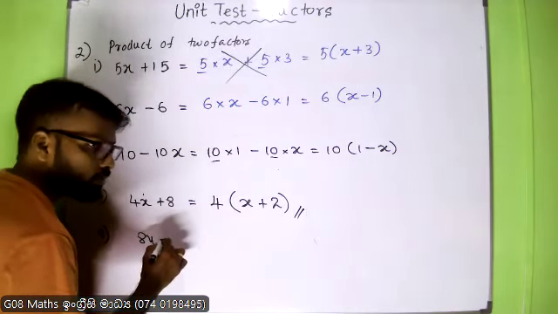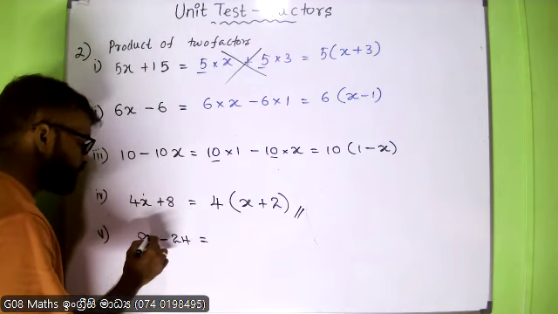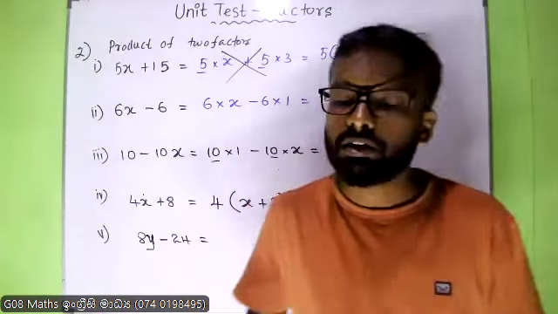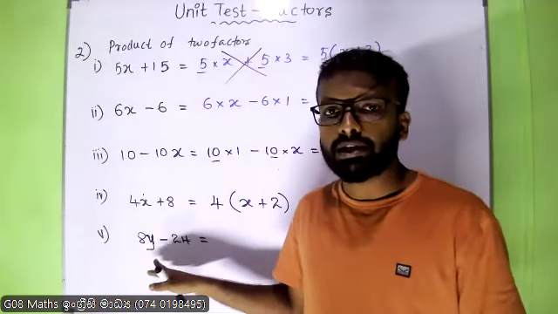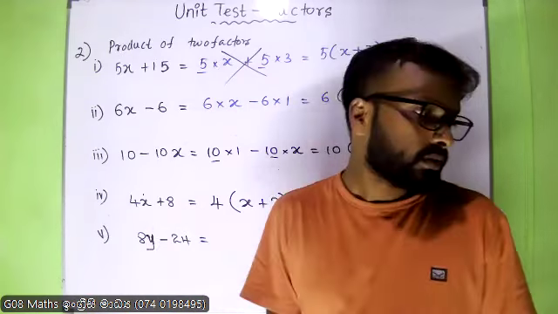8y minus 24. Right. 8y minus 24. By looking at this, you can decide what would be the common factor. So what would be the common factor for both of these terms?